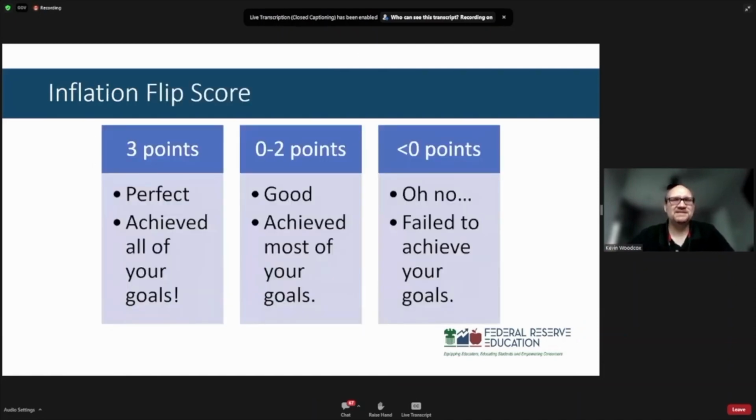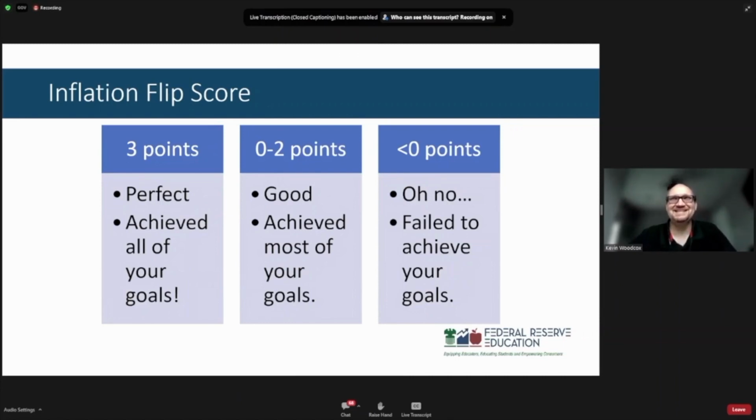All right, so when we think about this activity, we then tell students, all right, score yourself up. If you got 3 points, you achieved a perfect score, you've met all your goals, you've done a great job. Your economic situation is really looking good right now. You got between 0 and 2 points, you did good. You achieved most of your goals. You mastered a lot of things. You achieved and were able to deal with changes in price, unexpected inflation, make strong and sound economic decisions.